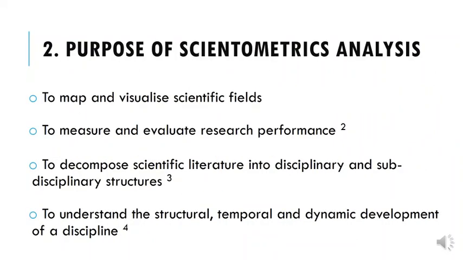The second segment is about why we need to perform scientometrics analysis. From previous slides, we understand that scientometrics relates to information and communication of science. To date, there are many publications and it will be quite confusing, especially for beginners, to find high quality and relatable scientific papers. So, scientometrics analysis will help to get a clear idea of a scientific field by mapping and visualizing scientific fields.